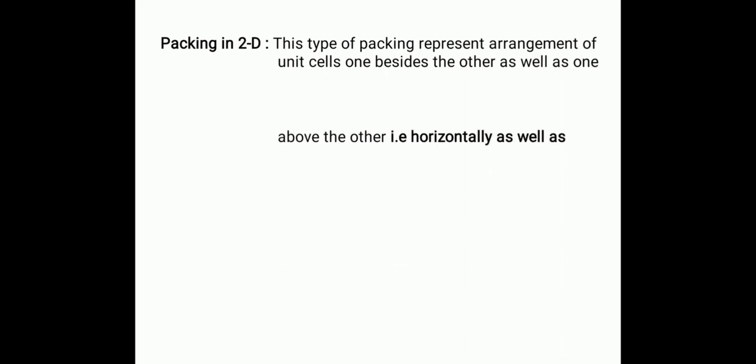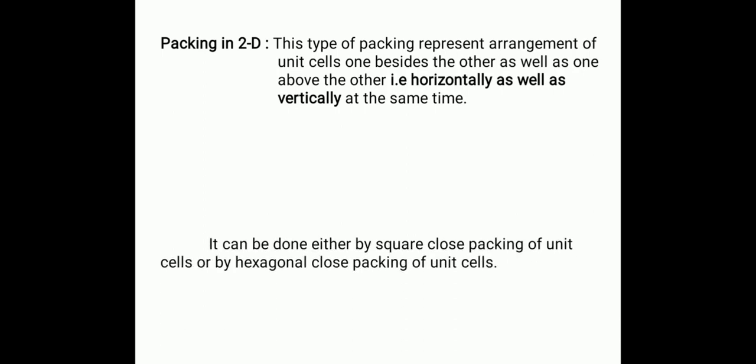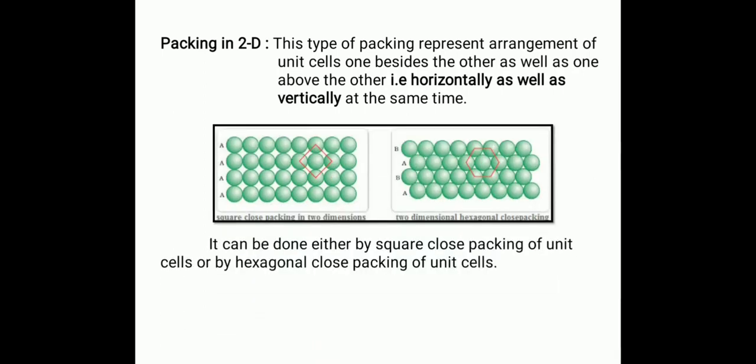Second one is particles in two dimension. Now over here, the particles are arranged vertically as well as horizontally at the same time. Means particle is placed one beside the other in a straight line, vertically as well as horizontally. You can see from this figure over here, the particles are placed horizontally as well as vertically. Now this type of arrangement has two different kinds. One is square planar packing and second one is hexagonal packing.